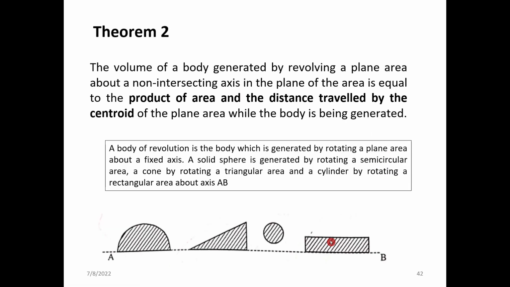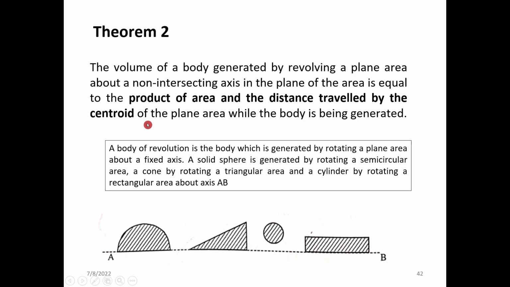So that Pappus-Guldinus theorem was to find the surface area generated by revolving a plane curve, and next we have the calculation for the volume. So as per this theorem, the volume of a body generated by revolving a plane area. So here we are focusing on the plane area. So you can directly use the centroidal values which we have studied in the classes 1 and 2 of this module. Plane area about the non-intersecting axis, and the plane of the area is equal to the product of area and the distance traveled by the centroid.